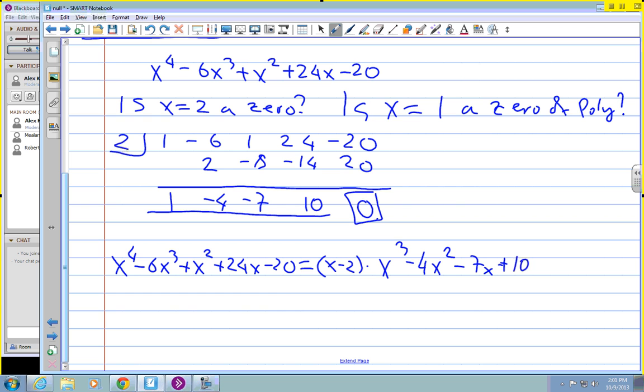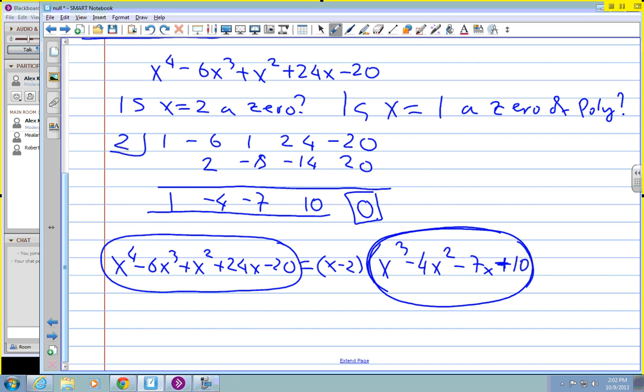Now my question is, is x equals 1 a 0 of this polynomial? My claim is that if x equals 1 is a 0 of this polynomial, then it has to be also a 0 of that polynomial, and vice versa. Otherwise, it won't work, right? Because if x equals 1 is 0, then x minus 1 is a factor on this side. Then x minus 1 can only be a factor on that side if it's a factor of this cubic here.